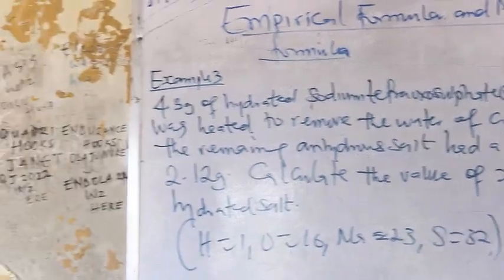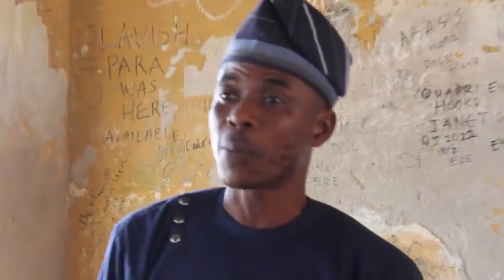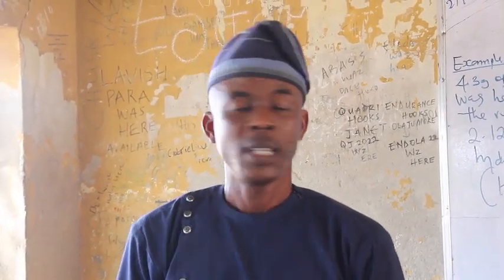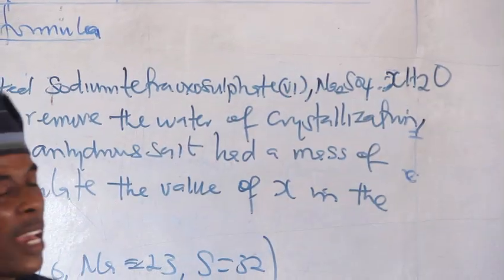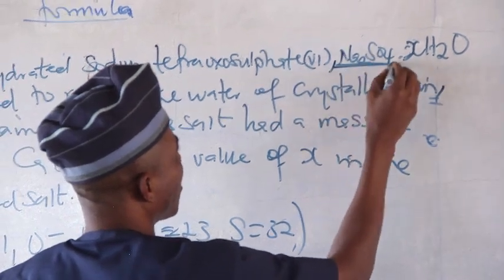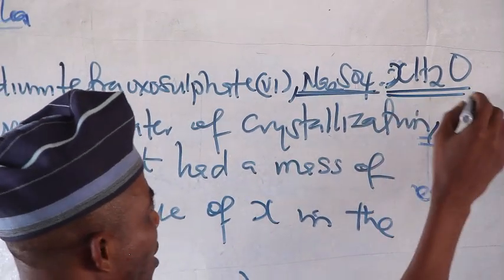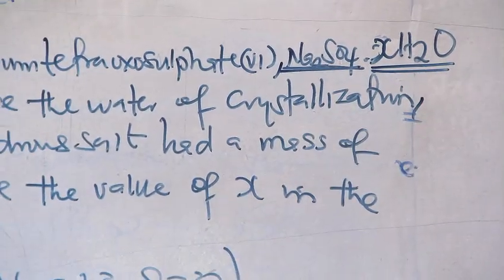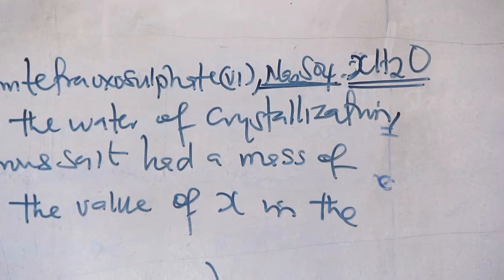That is, the hydrated salt will contain 2 parts, the anhydrous part and the water of crystallization. The hydrated salt that we are given is Na2SO4.xH2O. This is the anhydrous part of the salt, and this is the water of crystallization that is attached to it. So we can break it into 2 and find the ratio of anhydrous salt to water of crystallization.